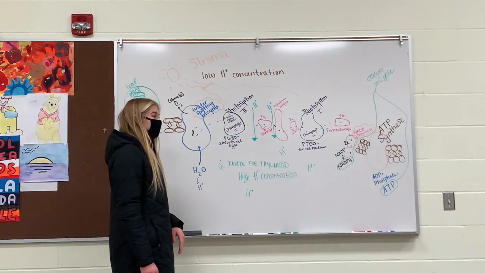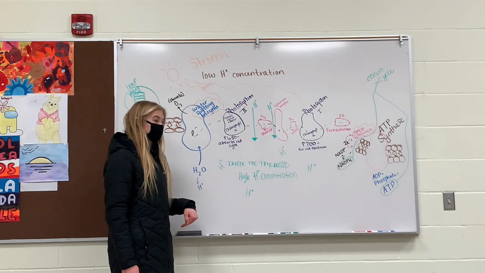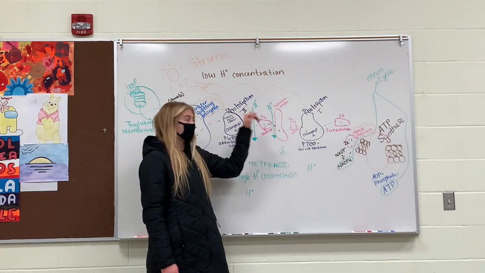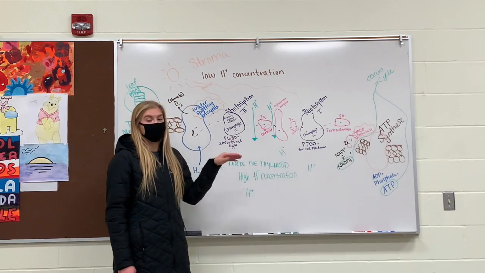A third type of reaction that occurs within the light reaction are redox reactions, and they happen between photosystem 2 and photosystem 1 as the electrons are oxidized or reduced.